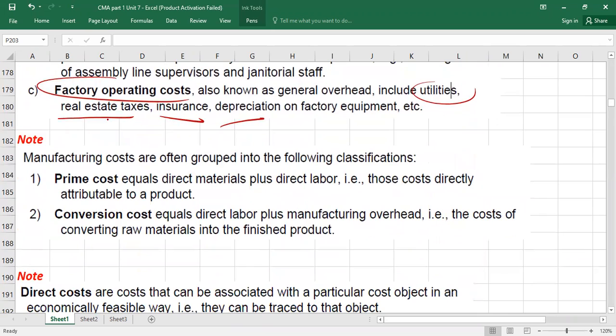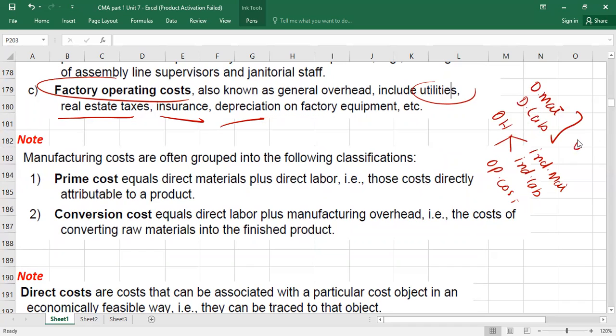Now guys, here we go. A few notes I'm going to tell you here. How many costs in production do we have? We have direct material, plus direct labor, plus overheads. In overheads we have three things: indirect material, indirect labor, and factory operating cost. Material and labor cost is always your variable cost, and overheads could be both variable and fixed. Right?